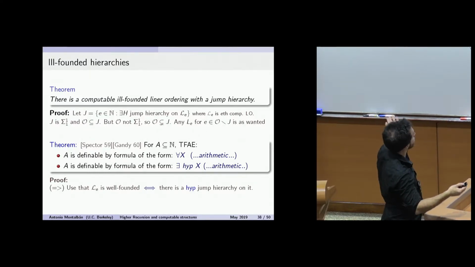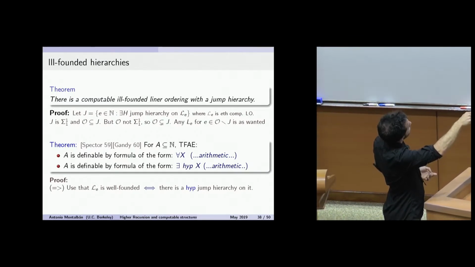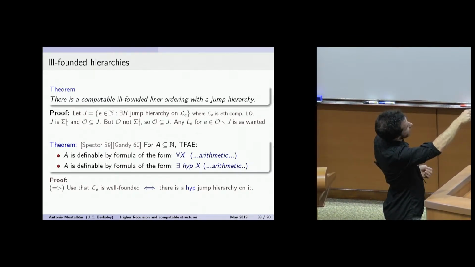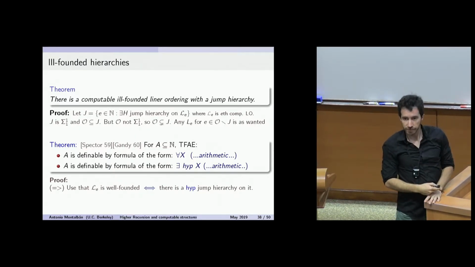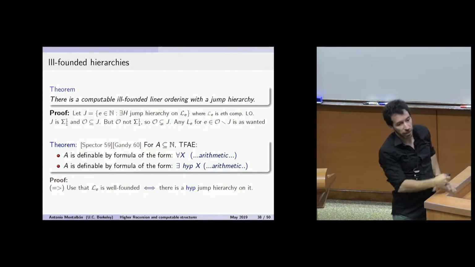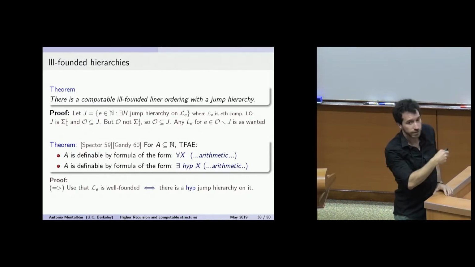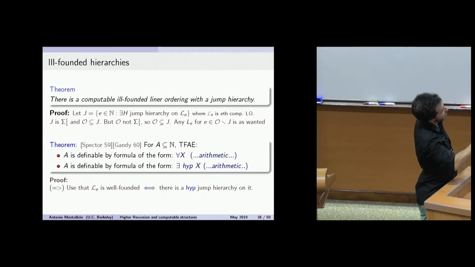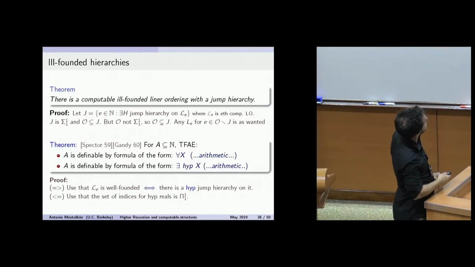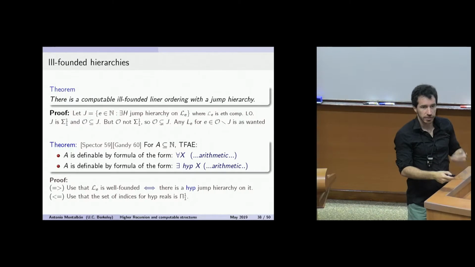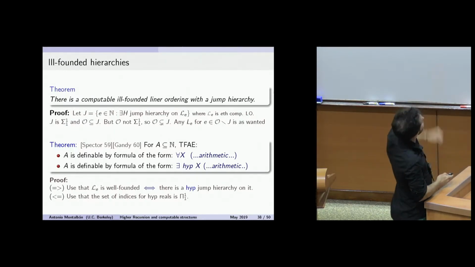This is not the proof. This is just what you use in the proof for the up-to-down direction. If you have a Pi^1_1 set and you want to write it in this way, what you need to use is that L_e is well founded if and only if there is a hyperarithmetic jump hierarchy on it. There are things that are not well founded which have jump hierarchies on them, but they won't be hyperarithmetic. So the only things that have hyperarithmetic jump hierarchies are the computable well orders. So that's how you use that part. For the other direction, going up, you just need to show that the set of hyperarithmetic reals is Pi^1_1 itself. We'll skip that.